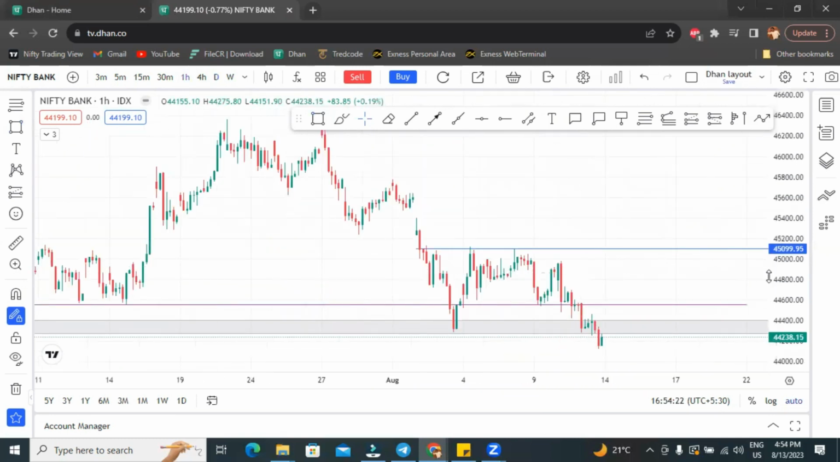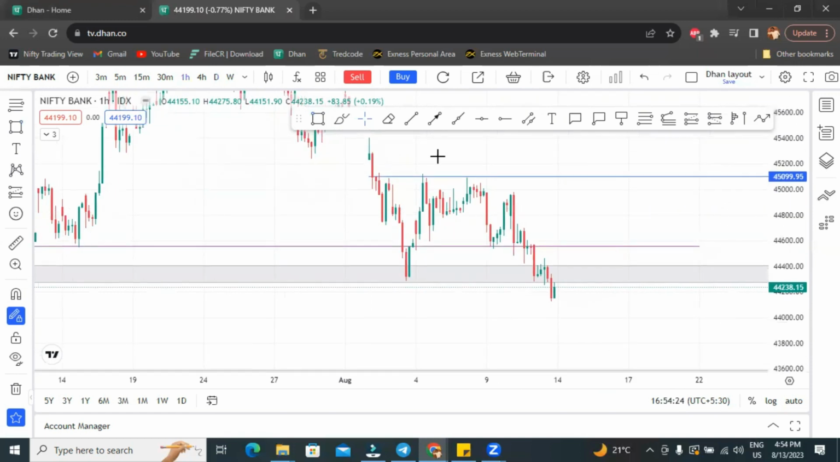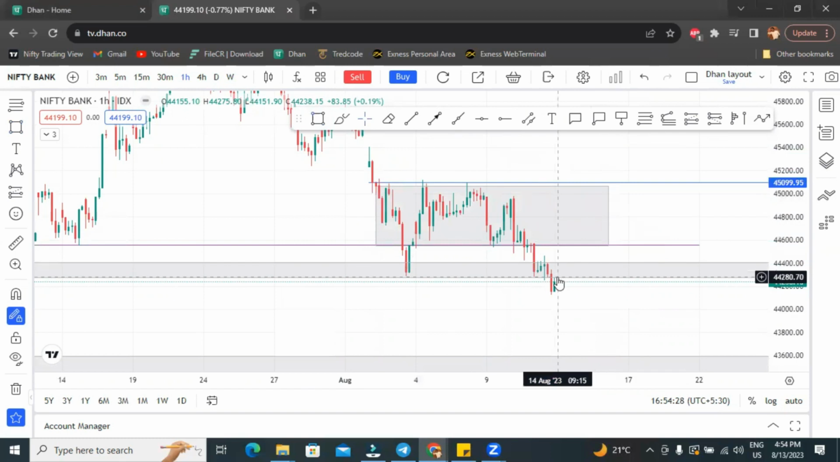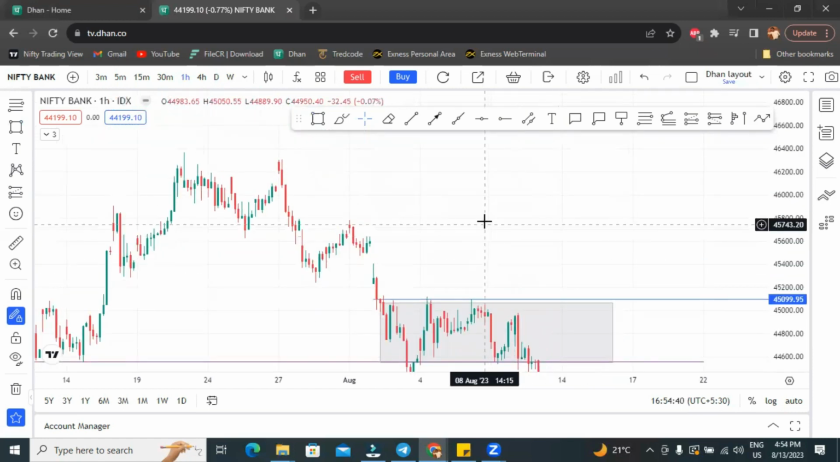Let's go to the hourly time frame. On the hourly time frame, you can see we have one sideways region over here. This is our sideways region. If the market opens gap up above this level, which is the 44,500 area, then we can see some sideways to volatile movement in this region. If it moves above this level, which is 45,100, then we can plan bullish side trades till the next resistance areas, which are 45,800 to 46,200.